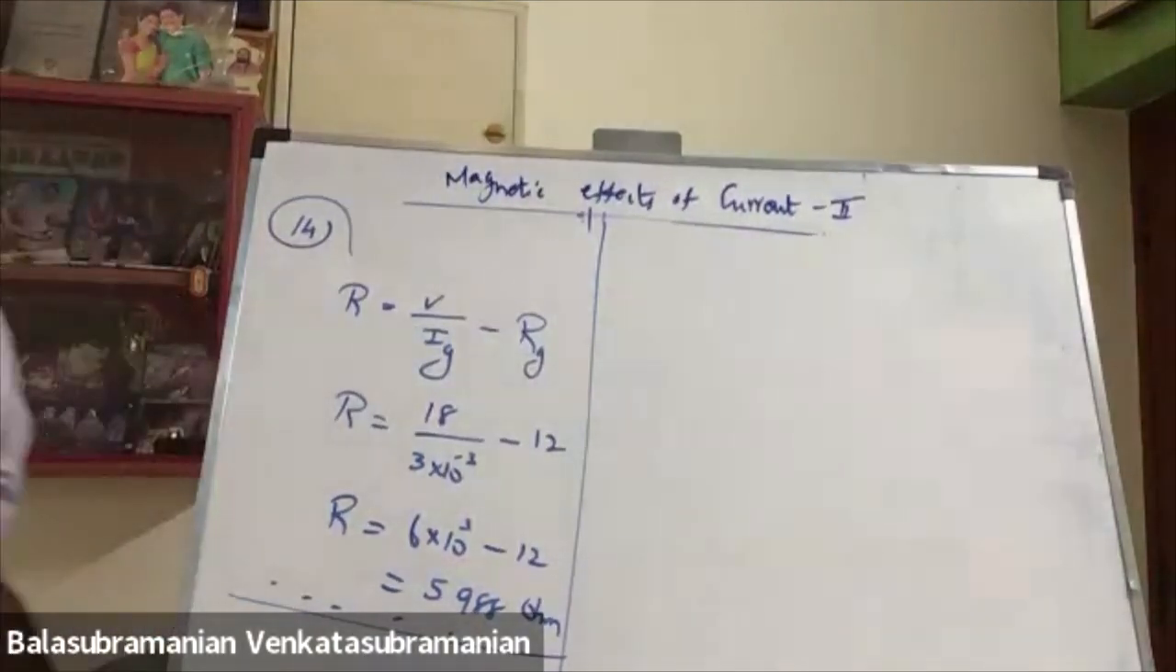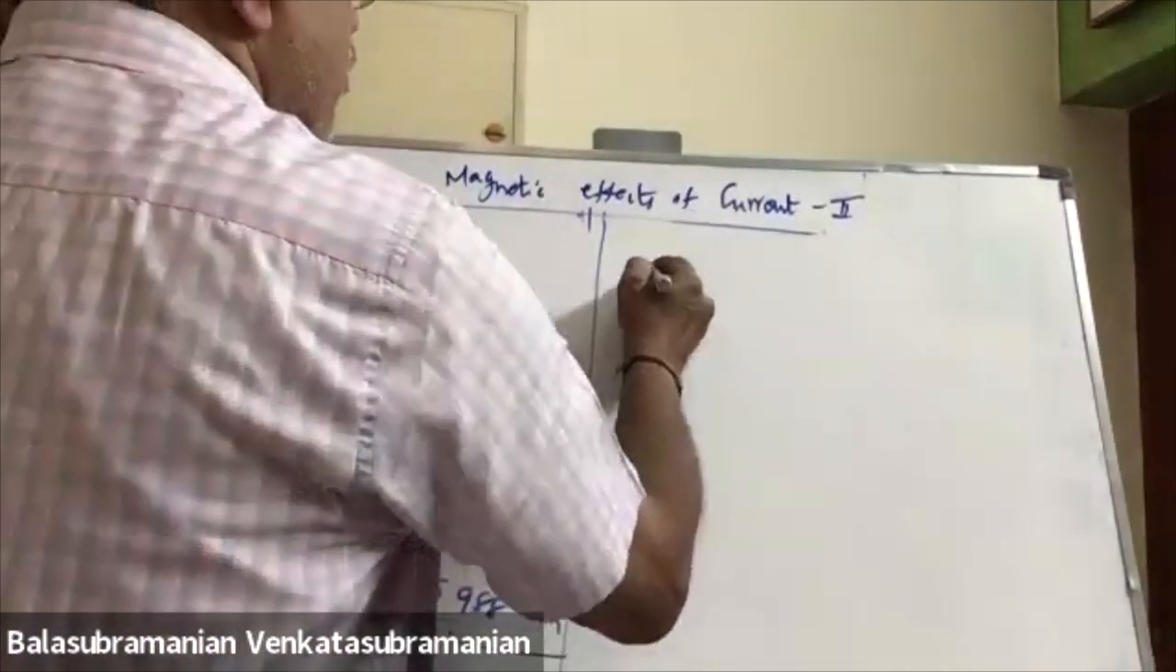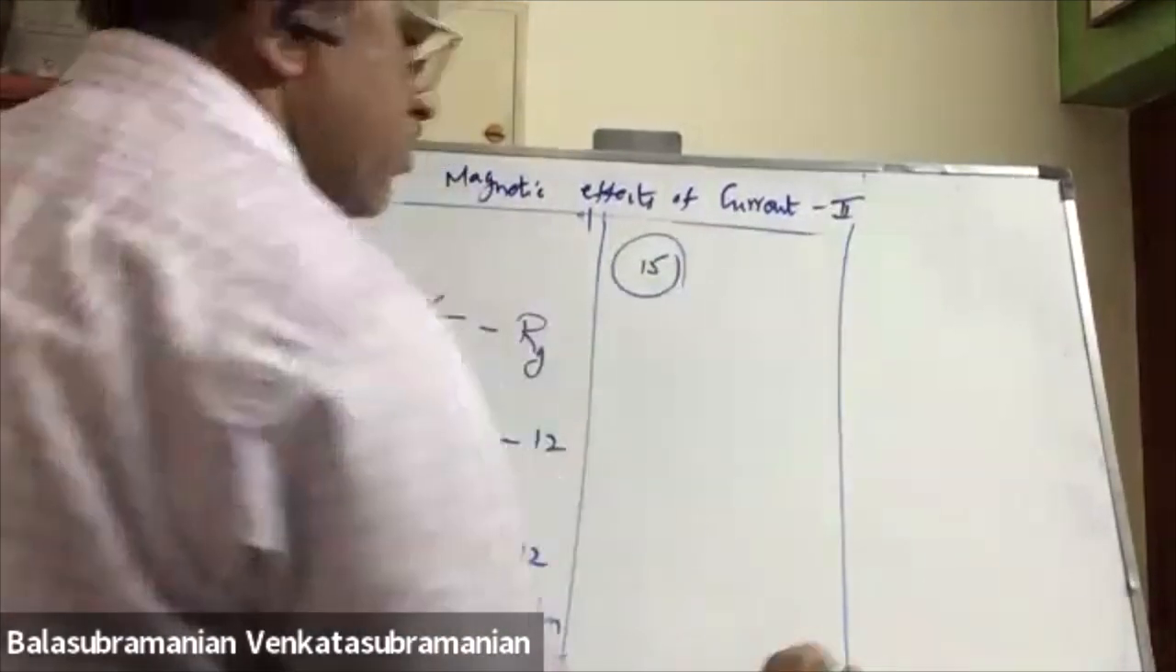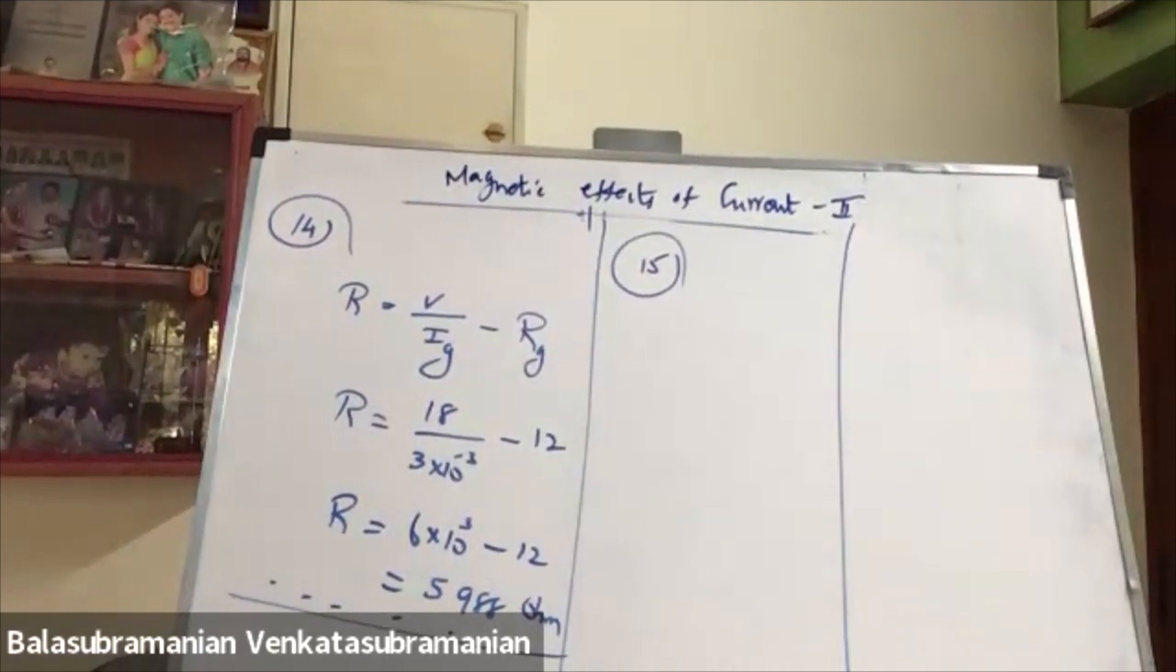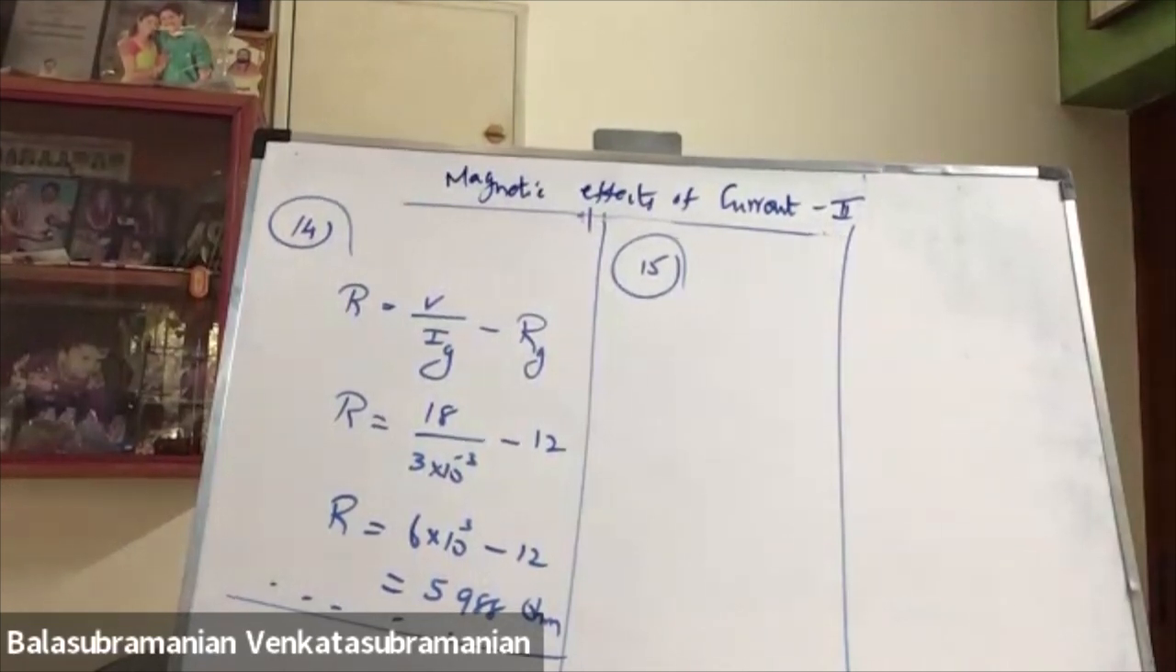Okay? Fine. 15th problem. A galvanometer has a resistance of 15 ohms and the meter shows full scale deflection for a current of 4 milliampere. How will you convert this into an ammeter of range 0 to 6 ampere?